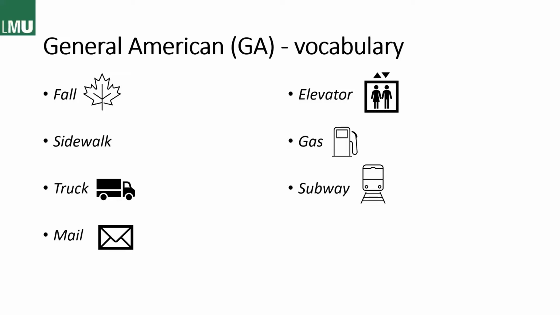And getting to vocabulary, these are the same words that I used for RP before. So again, the season after summer is fall. The space where you walk along the road is the sidewalk. And the thing that's used to deliver goods, the big vehicle, is a truck. And you don't send stuff in the post, but in the mail. And when you're too lazy for the stairs, you use the elevator. And when you fill up your car, you use gas. And the U6 in Munich is a subway line in GA.